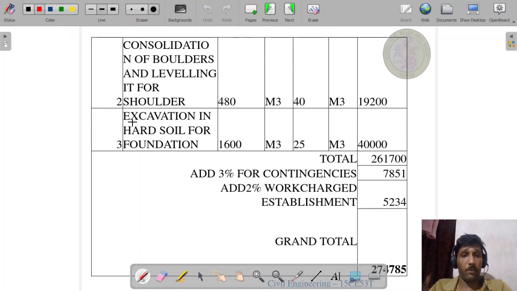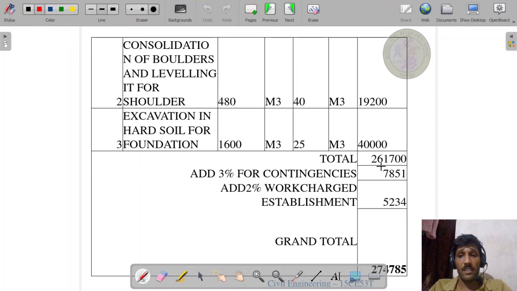Now we will move to the third point, that is excavation in hard soil for foundation. Excavation in hard soil for foundation, that is 1600 already calculated. Unit is meter cube, and the rate is 25 rupees per meter cube. That means multiplying, we get 40,000.